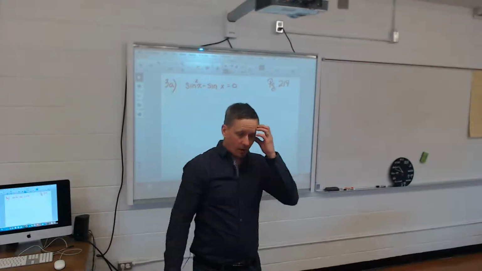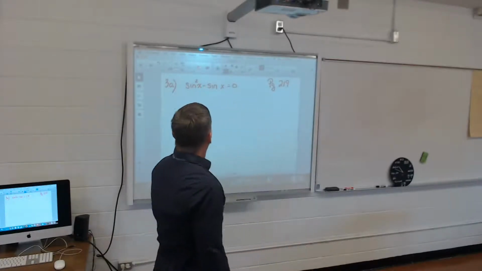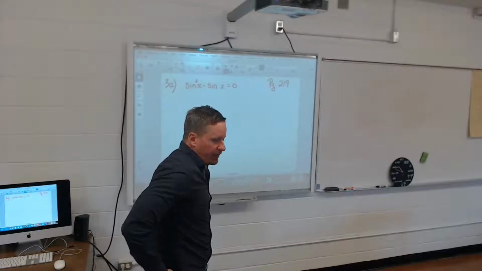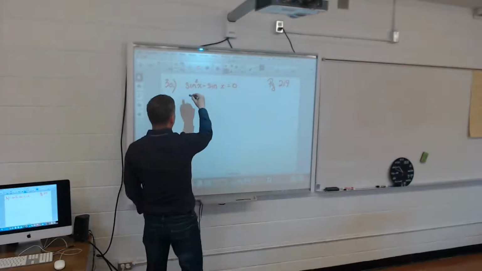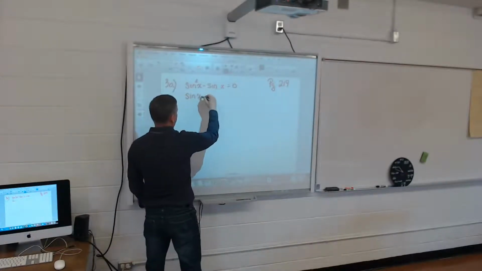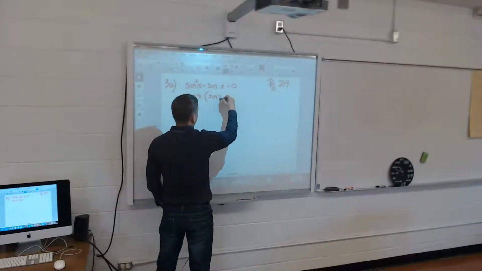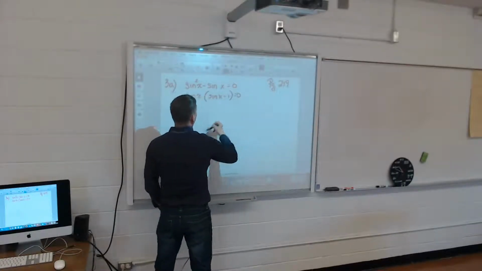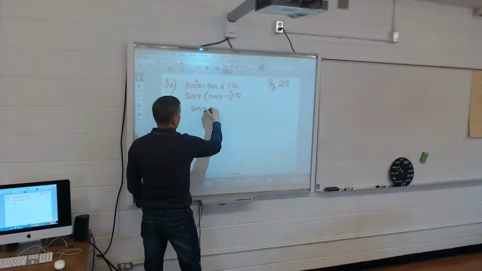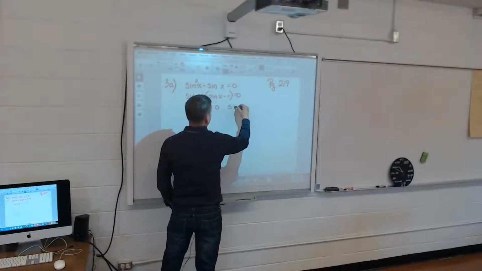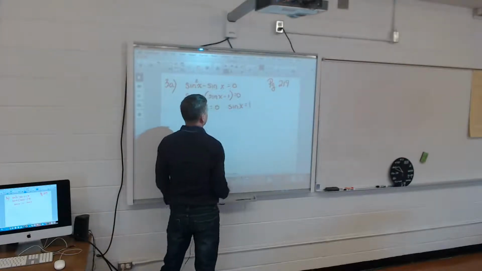Okay, so first thing that we do, once we've got it equal to 0, we factor it. So I've got sine x times sine x minus 1 equals 0. Sine x is equal to 0, or sine x is equal to 1.